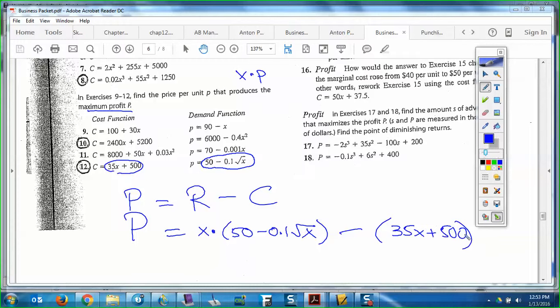But the key is getting it set up here, because then it's just derivative equals 0, derivative undefined, number line, list of candidates, something like that, and then answer the question.